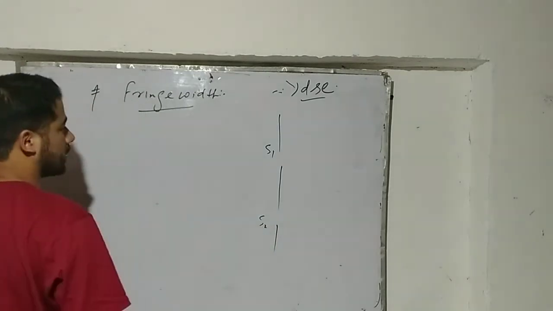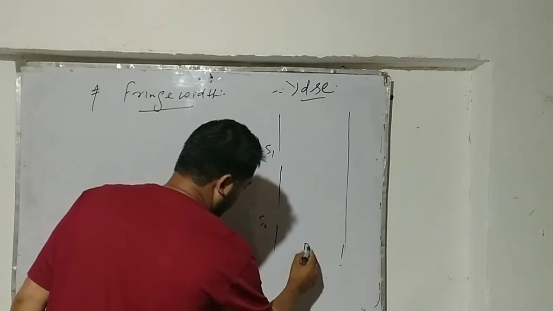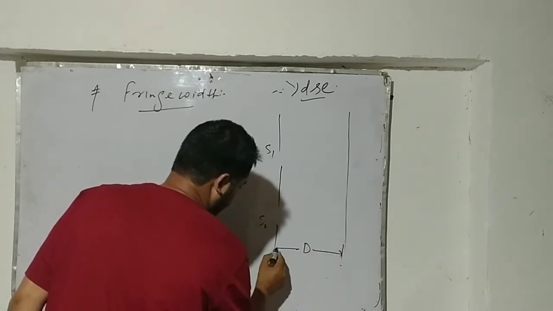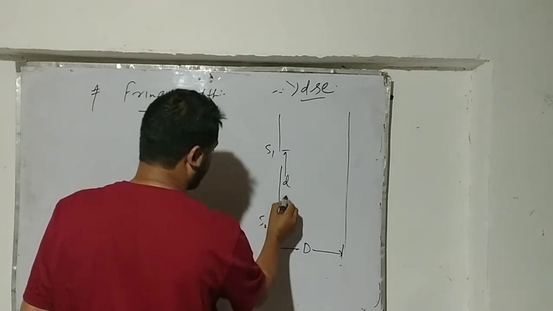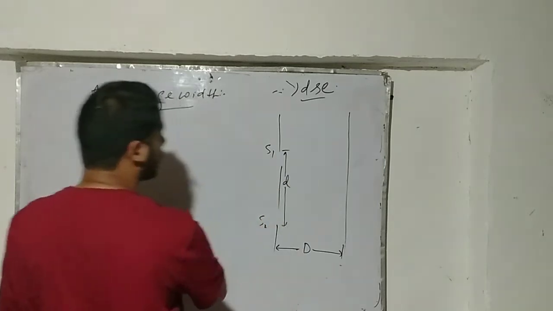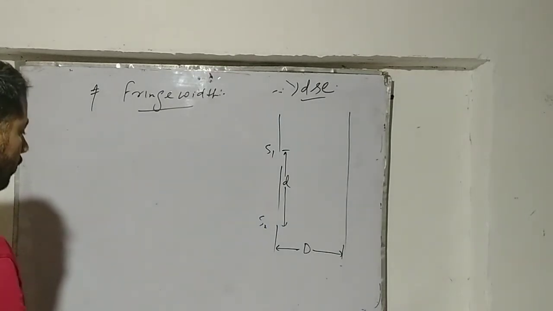This is my first slit, second slit, and there is a screen. The screen is at a distance of capital D units from the slits, and the two slits are at a distance of small d from one another. This is something that we know from this experiment.